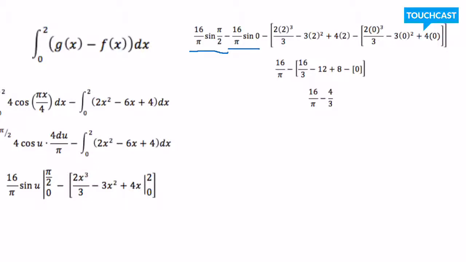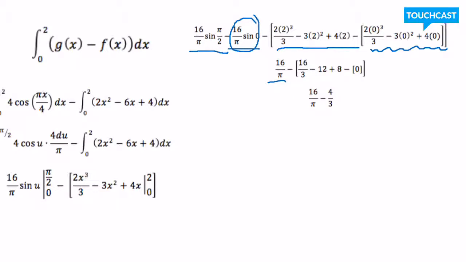And I'm going to subtract the result of evaluating that second antiderivative from 0 to 2. So you can see I've come through here and replaced all the x's with 2's, and I'm subtracting what I get when I replace all the x's with 0's. So 16 over pi sine of pi over 2. Well, sine of pi over 2 is 1, so that all evaluates to 16 over pi. Sine of 0 is 0, which is why I have nothing else left there.